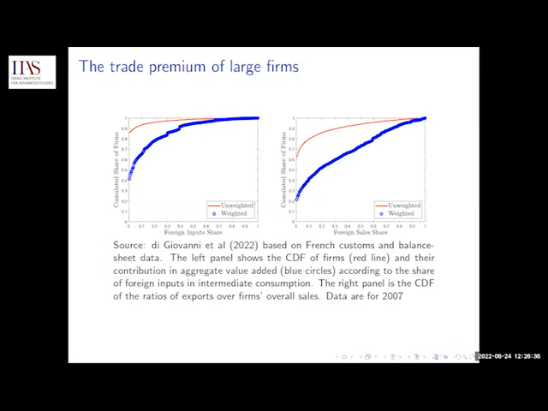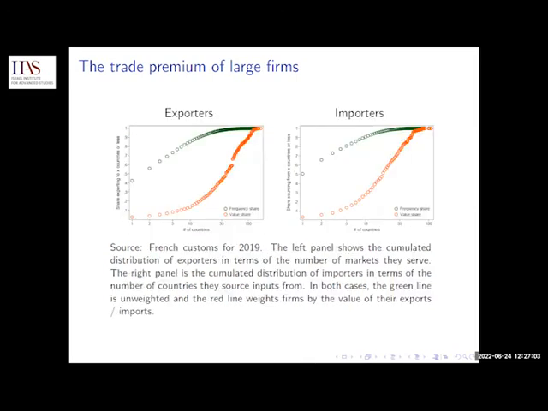And then what you see is that on the other hand, the firms that import a lot of their inputs, so for instance, those that import more than 40% of their intermediate consumption, there are like 1 or 2% of these firms, but they represent like 10 to 15% of aggregate value added. So these are very large firms. And we see this for import, but we see the same thing for export. Now let me skip this.